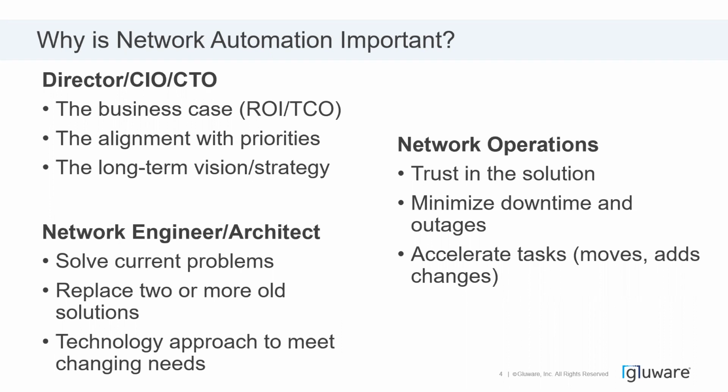But if you can flip it to the positive and show them how they can do their job better, eliminate those mundane tasks, eliminate manual errors that they're stuck troubleshooting, accelerating the tasks of moves, adds, changes, those daily tickets that are working. If you can really get them on board with the benefits, you'll be successful in your automation strategy and deployment.